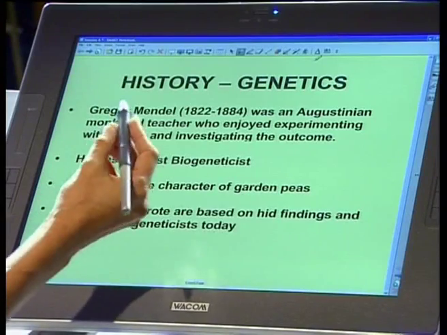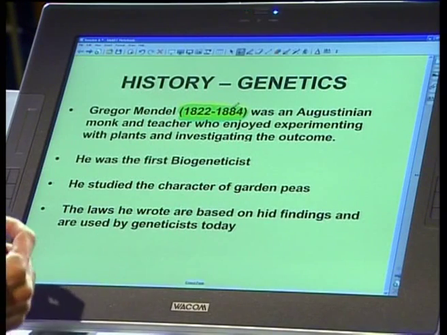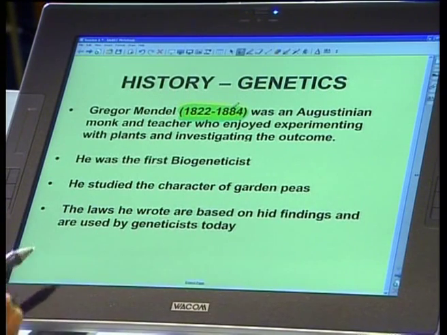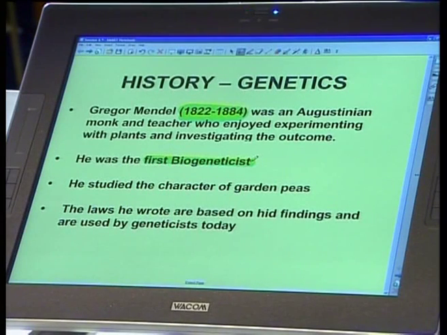There was a chap called Gregor Mendel, and he lived from 1822 to 1884. He was an Augustinian monk, and he was a teacher who enjoyed experimenting with plants and investigating the outcome. He was the first biogeneticist in history. So if you think about it, the laws that this man wrote would have been about 1860, and they apply today. He wrote the first laws, and we use them in genetics today.